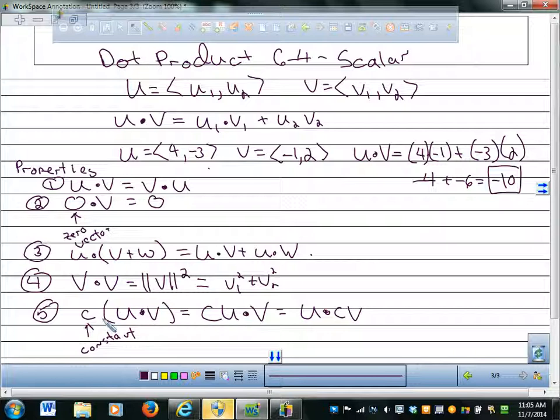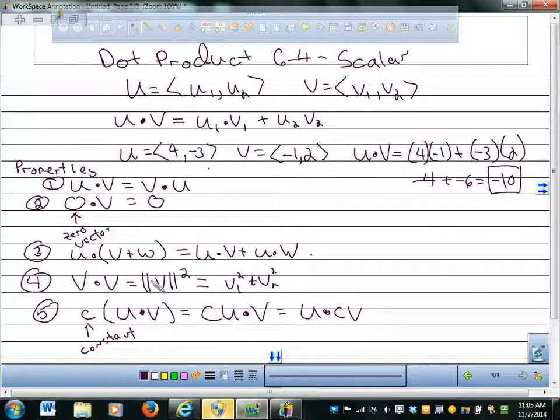So what this says is that if I want to multiply a constant times the dot product, I could take that dot product and then multiply by the constant. Or I can multiply the constant times one of the vectors and then take its dot product. And it doesn't matter which one I do.